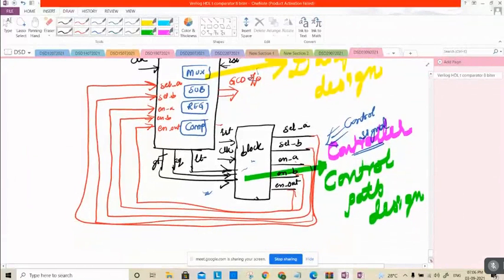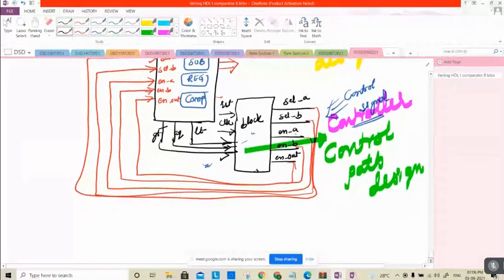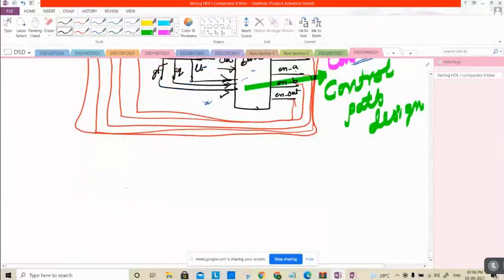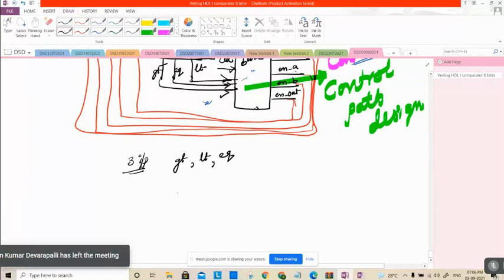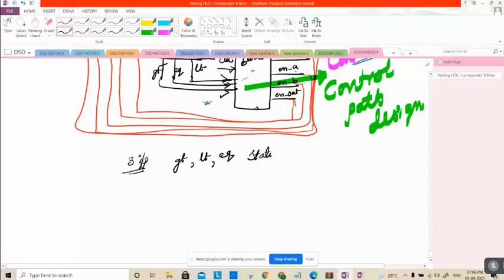So control path ela design cheyali ippudu? Control path ela design chestam? A inputs unnai: A greater than B, A less than B, A equal to B. Decoder is a combinational circuit, right? But this controller can't be a combinational circuit. So ippudu controller em avutundi? Controller is nothing but a state machine.